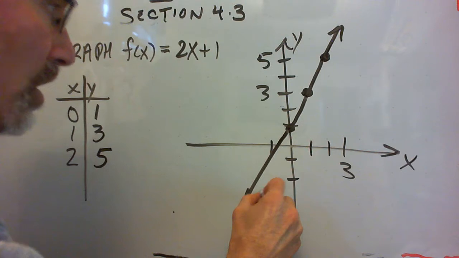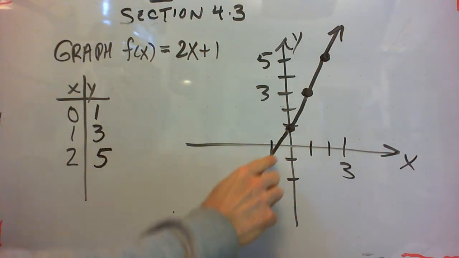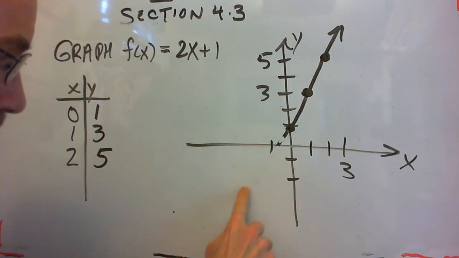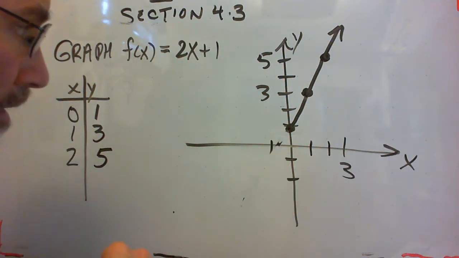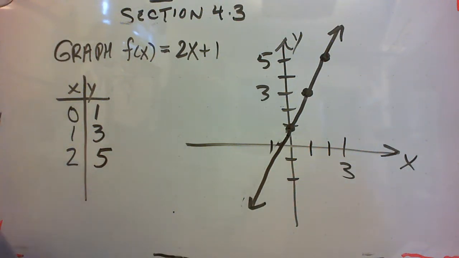And then we draw a line through the points. And that gives us all the possible points. And my line's a little crooked here. Maybe I'll straighten it out. There, that's a little better. Okay.